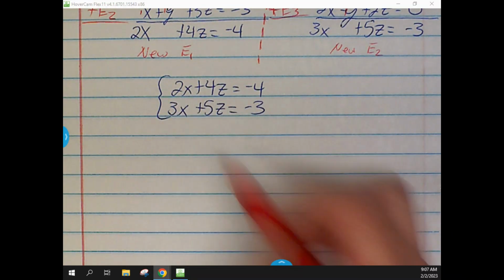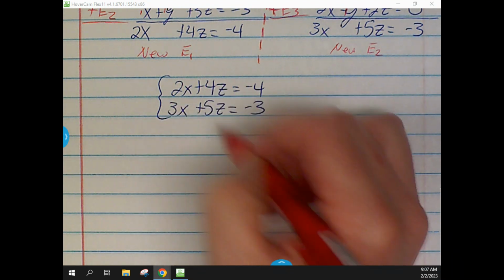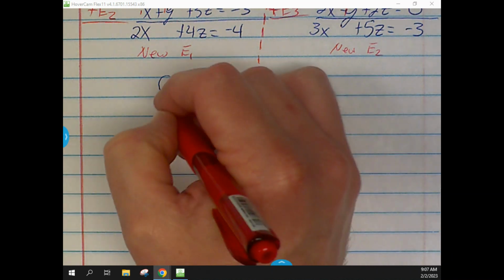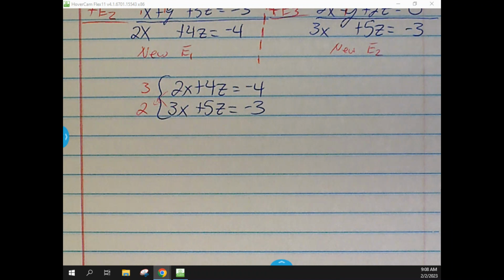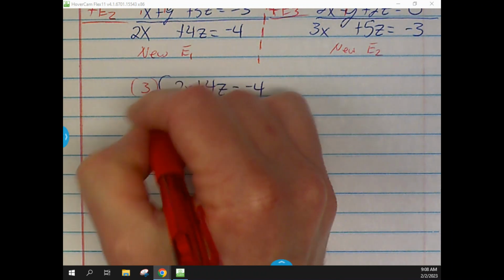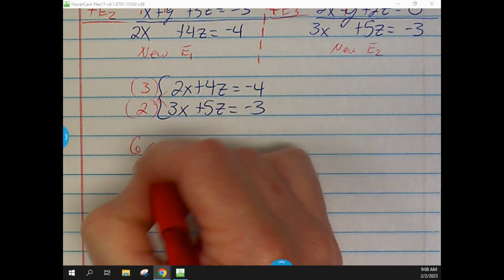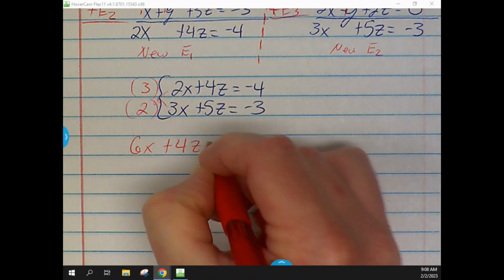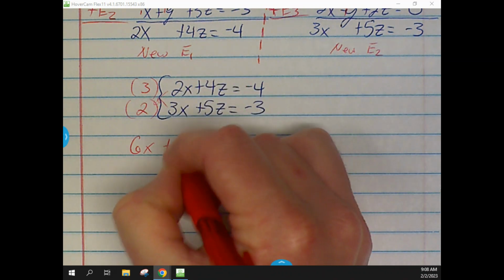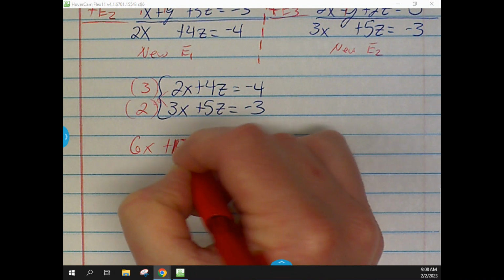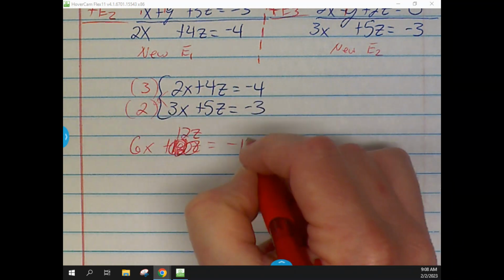There's no easy multiples here. So we said if there's no multiple to go from 4 to 5, there's nothing you can multiply to go from 2 to 3. So if that's the case, we're just going to swap these two numbers. We're going to multiply by 3 here and multiply by 2 here. And if we do that, we get 6x plus 4z equals, oh, nope, hang on. That's 6x plus 12z. And then 3 times -4 is -12.